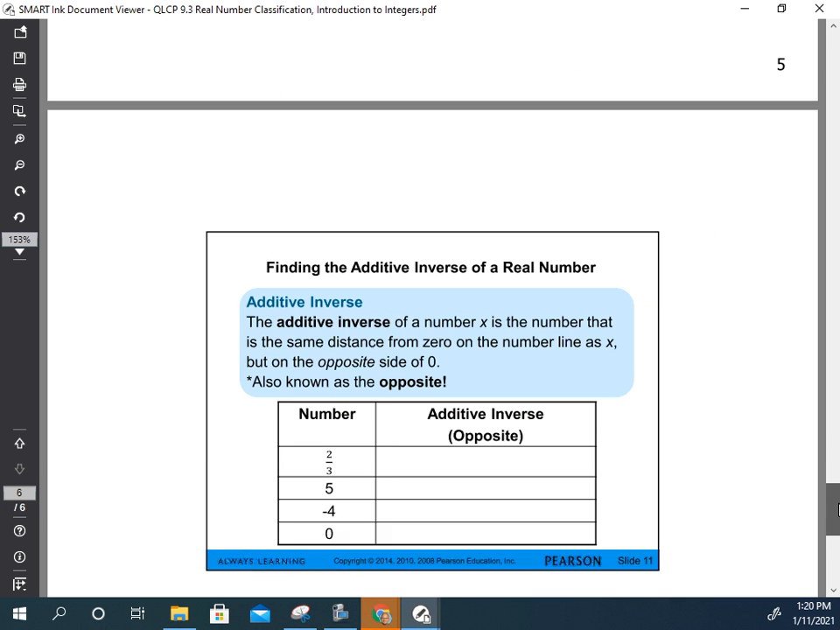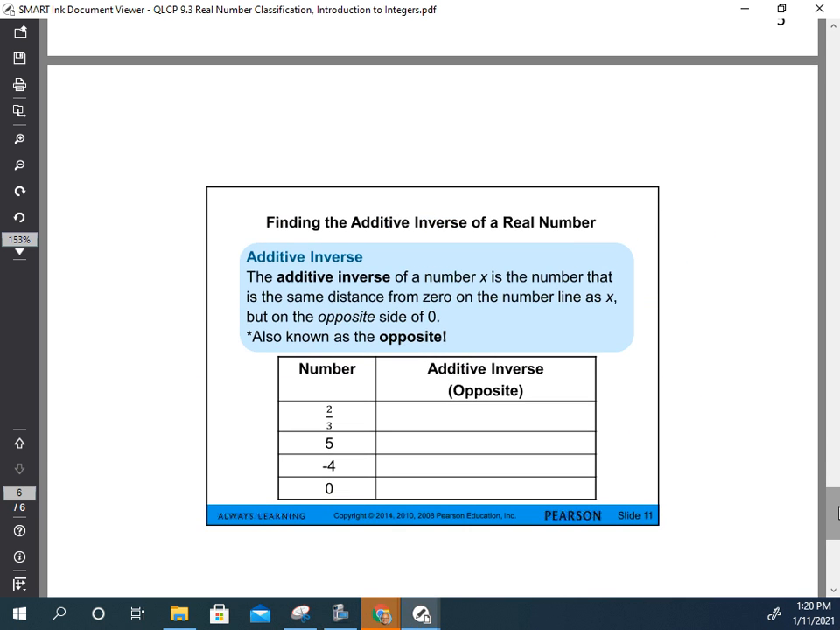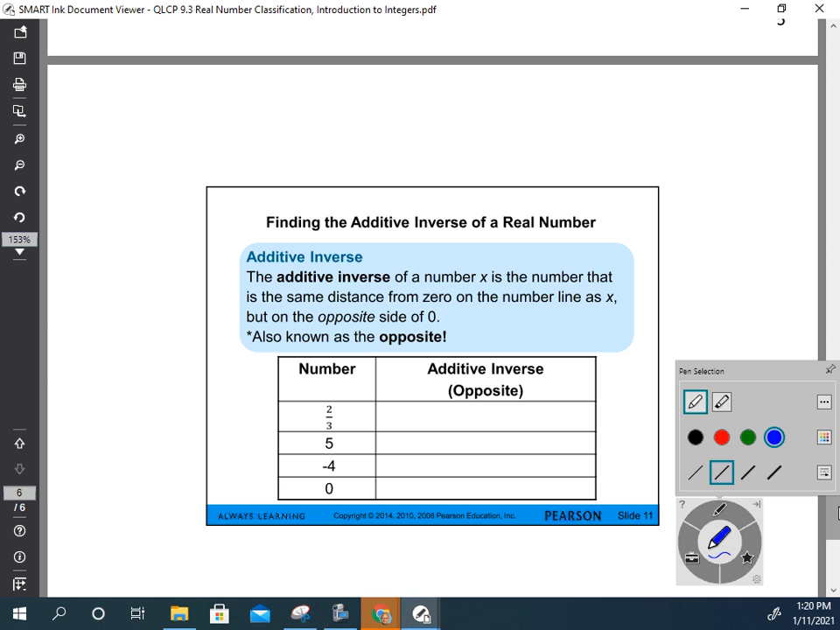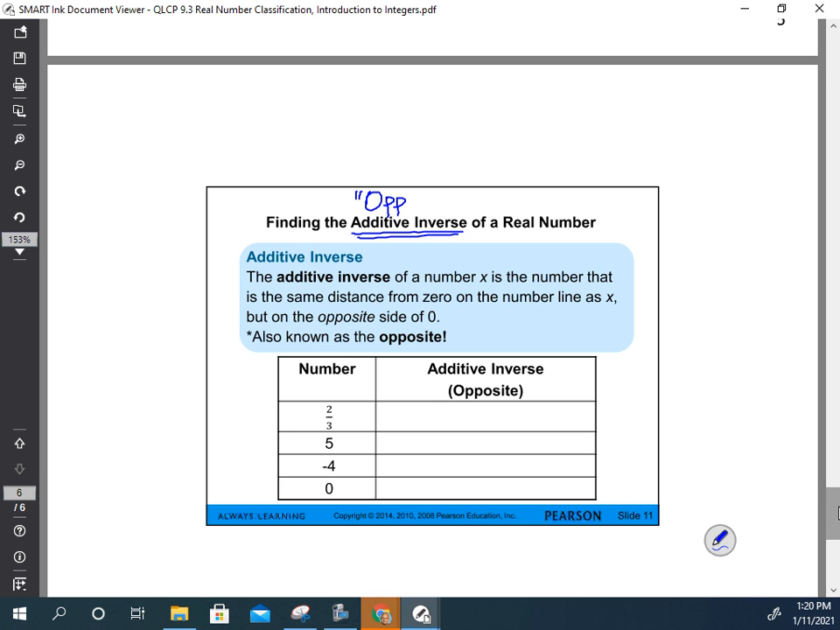All right. Then, the last two concepts are opposite and absolute value. Taking the opposite of a number and taking the absolute value. So, opposite has a technical term to it. It's called the additive inverse. Additive inverse is the same thing as opposite. So, if you see it on a homework assignment, a quiz, a test, a final, a placement test, additive inverse is just a fancy name for the word opposite.